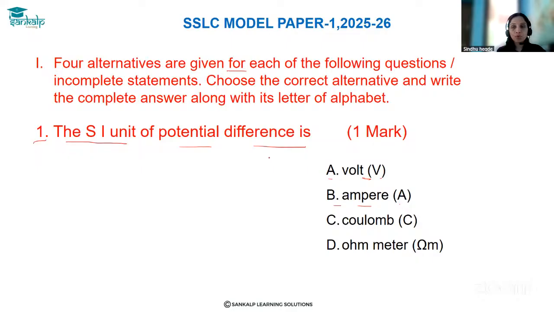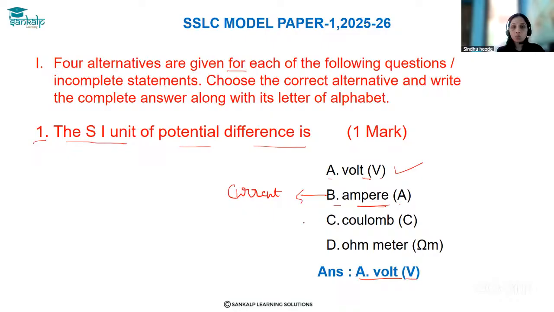The SI unit of potential difference is what? The answer is volt, it is V. Here option A is correct. Option B is wrong. Why? Because ampere is the unit of current. It is not the unit of potential difference.